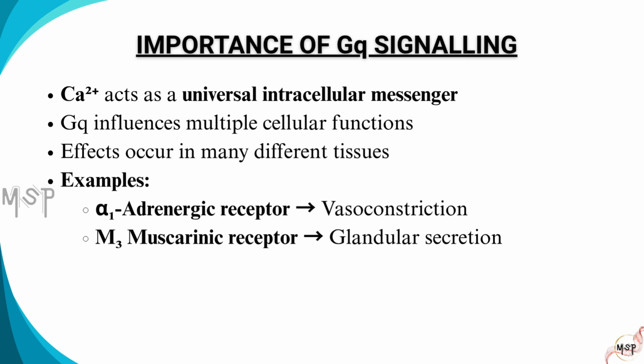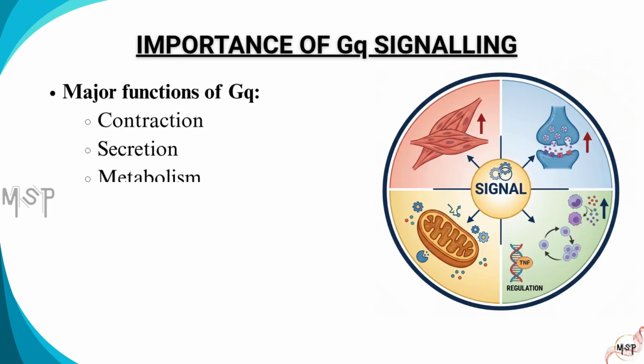For example, activation of alpha-1 adrenergic receptors in vascular smooth muscle causes vasoconstriction, while activation of M3 muscarinic receptors in exocrine glands stimulates secretion. Overall, the Gq pathway is particularly important for controlling contraction, secretion, metabolism, and long-term cellular responses.